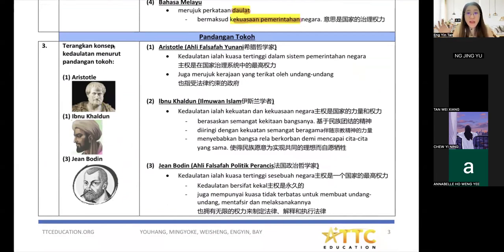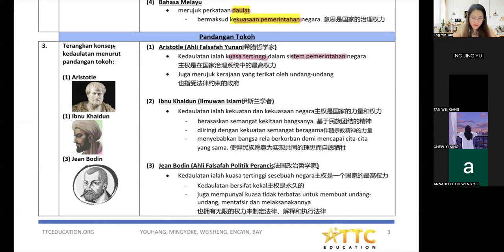His background is Yunani. So obviously when he explained the concept of kedaulatan, it will be based on the Greek concept. Just now I told you, in Greek, what is the meaning of kedaulatan? Meaning power, meaning super anus, right? The greatest power. So when Aristotle explained the concept of kedaulatan, he used the words kuasa tertinggi. The greatest power, the supreme power to rule the government.